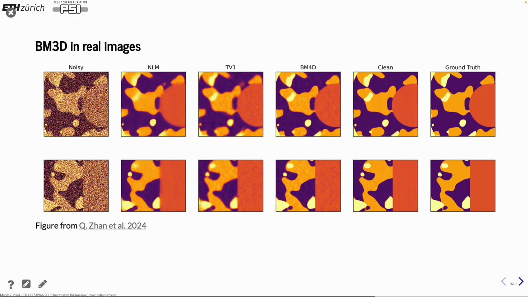Then we applied it in our group, first on some simulated images to see what the effect is. Here we have a noisy image, applied to non-local means, total variation, BM4D. 4D is because we had 3-dimensional images, so the filtering is actually done in 4-dimensional space. Then we compare it to the clean image, as we have a ground truth to compare to. And here's another case, and BM4D is actually the one that turned out to be the best choice also in our case. It was amazing to see what it could do on real data.